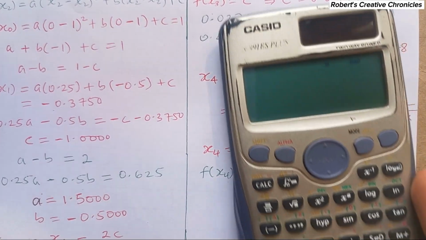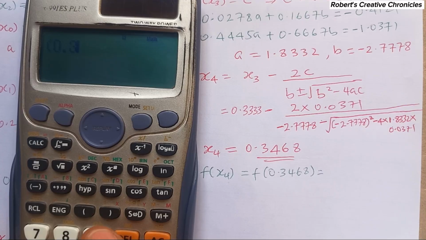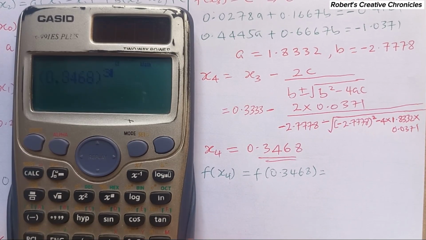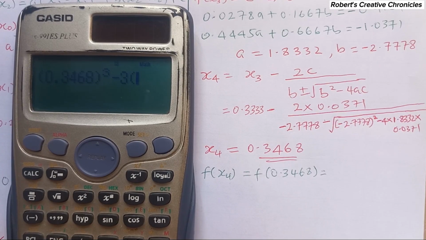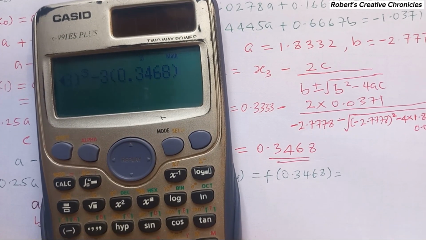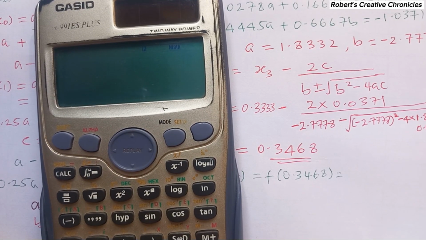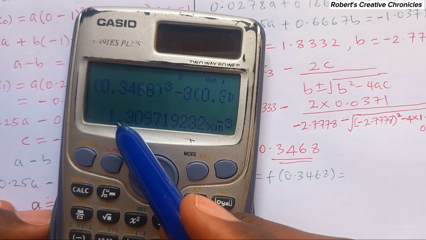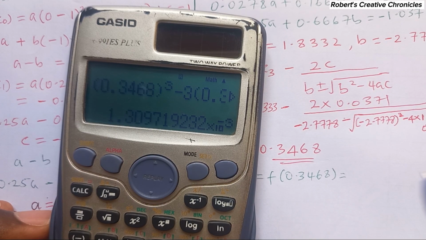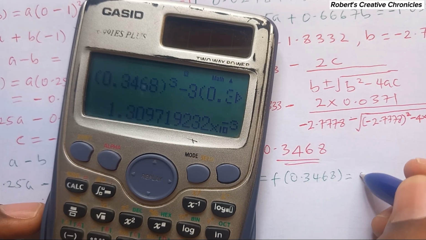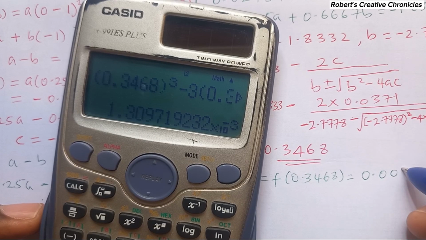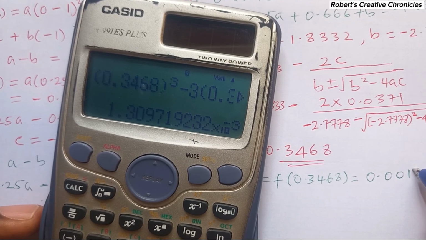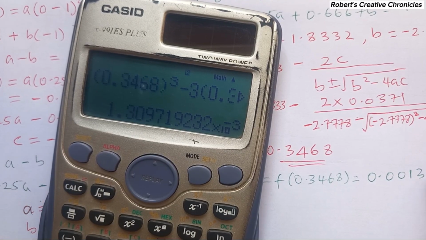So now we'll put this in the original function, which is 0.3468 raised to the power of 3 minus 3 times 0.3468 plus 1. So this is what? There will be 2 zeros before 1 3. So here will be 0.0013 because here is 1 2 3. So we have moved back 3 times. You see, 1 2 3. So there will be 2 zeros before 1 3.